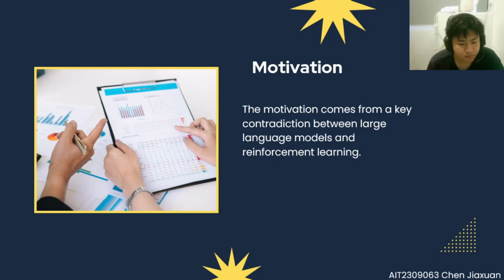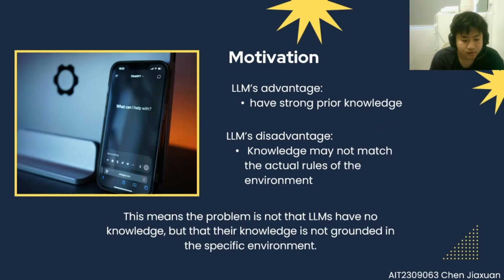The motivation of this paper comes from a key contradiction between large language models and reinforcement learning. LLMs have strong prior knowledge. They can understand instructions, reason about tasks, and give reasonable action suggestions. However, when they are placed in embodied environments, their knowledge may not match the actual rules of the environment. For example, in a cooking task, the model may suggest using pepper, even though these ingredients do not exist in the environment. It may also misunderstand the environment constraints, such as trying to put two ingredients on the same cutting board, although the environment only allows one item at a time.